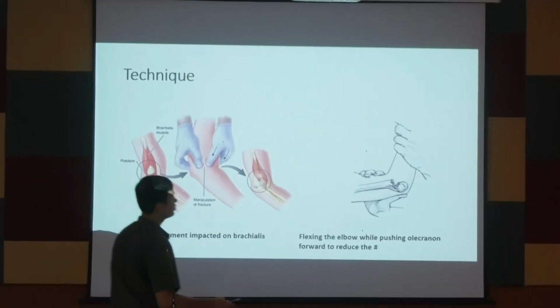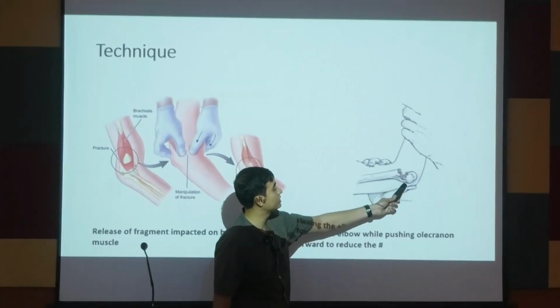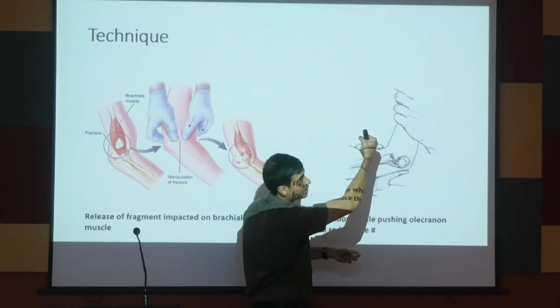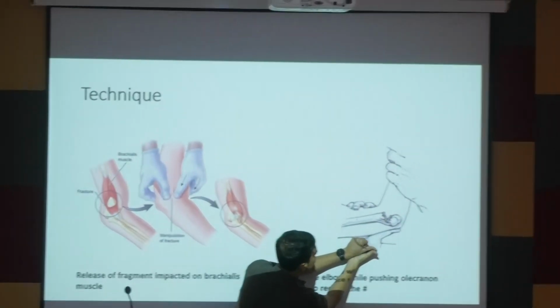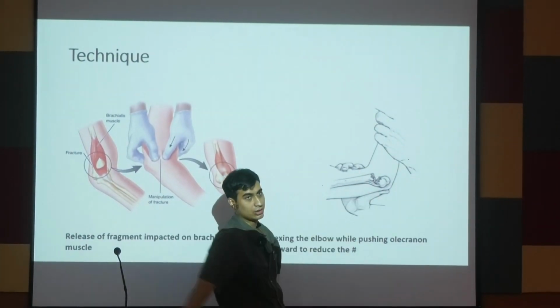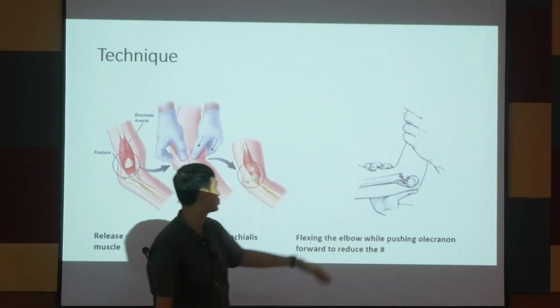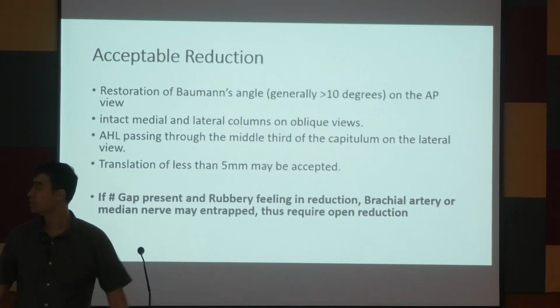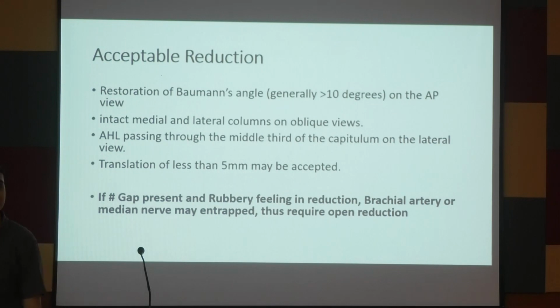Okay, so what I want to show, this is the type 2 Gartland, okay? Can you see the intact periosteal hinge? What the surgeon is doing, he is giving axial force and at the meantime he is putting pressure so that the posterior fragment goes anterior. So this is a type 2 reduction they have shown. Acceptable reduction, same thing. Bowman's angle should be corrected. Lateral view, your anterior humeral line should cross the capitulum, okay? That has to be there.